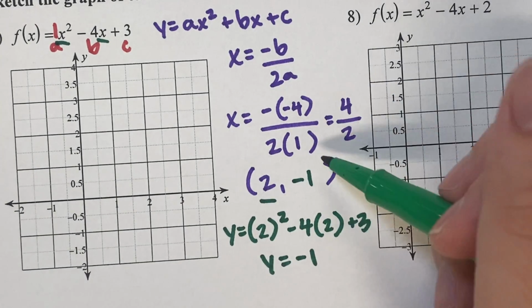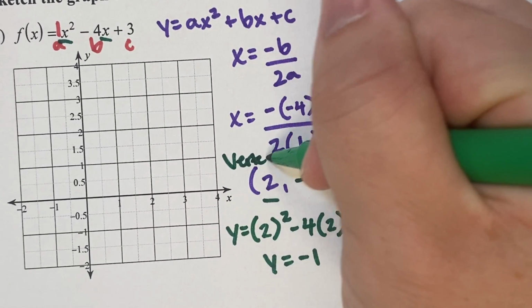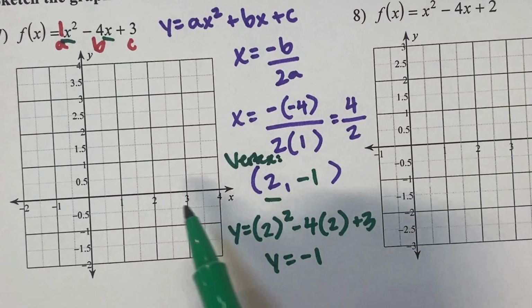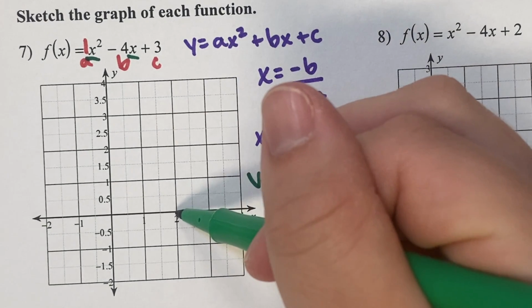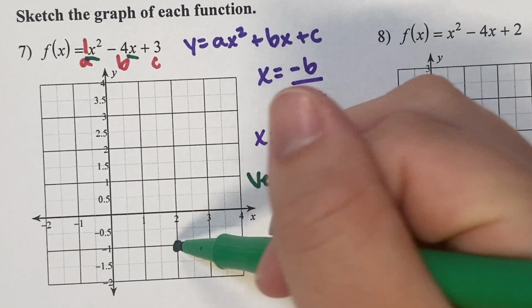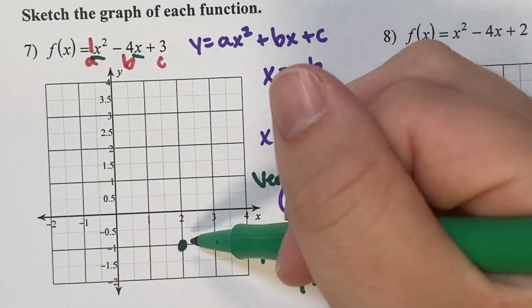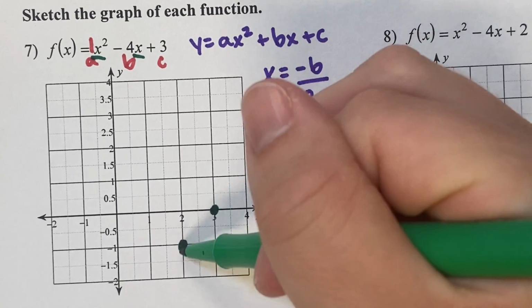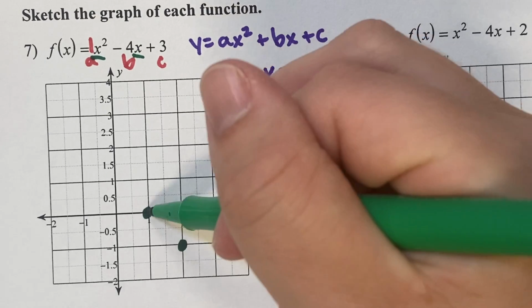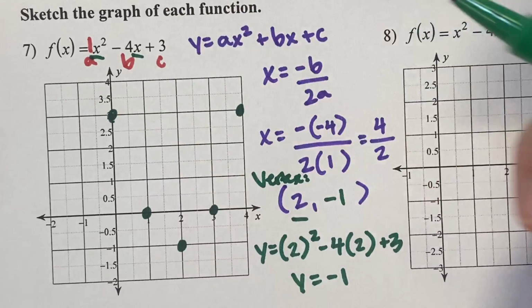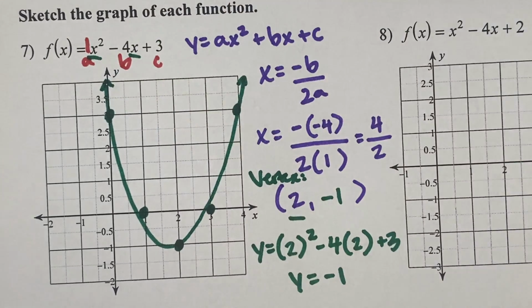So now I have my vertex, 2, negative 1. Let's graph that. Find positive 2 for your x, negative 1 for your y. My a is positive 1, which means we can use our pattern: up 1 over 1, up 1 over 1, up 1, 2, 3 over 1, up 1, 2, 3 over 1. This is the graph of our original function.